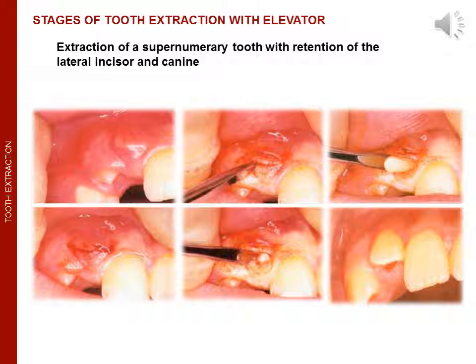Further extraction is continued with the Warwick-James elevator. Extraction of the tooth from the socket. The elevator is placed opposite the crown of the tooth from the side of the palate. Next, the elevator moves medially and upward, removing the tooth from the hole.